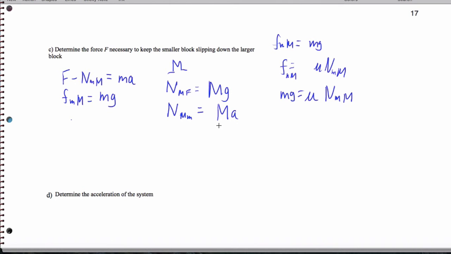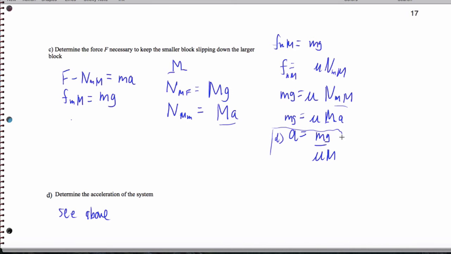And now what I'm going to do is a substitution here. I'm going to take this and put it into here and isolate the acceleration. So I'm going to get mg equals mu m big M times A. And so the acceleration of my system is mg over mu times m. So that's actually part D right here.